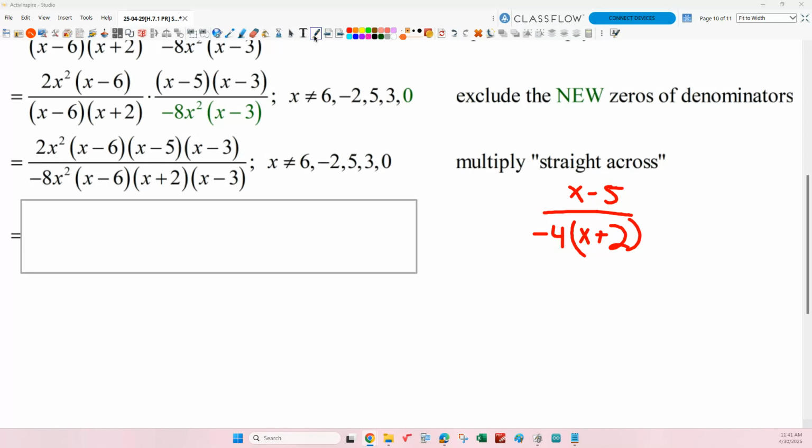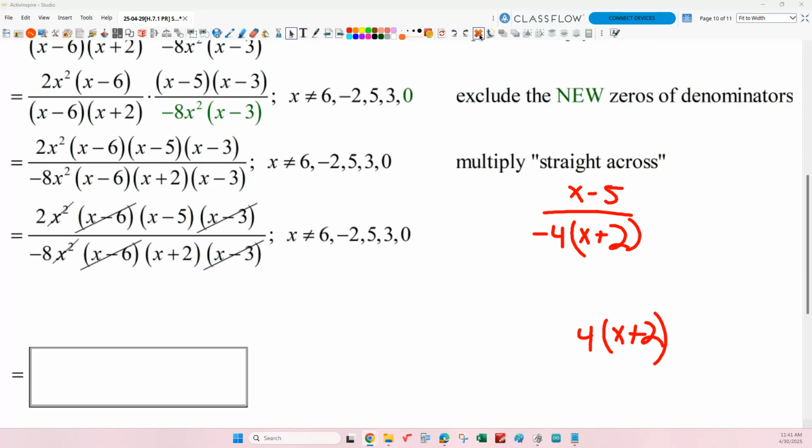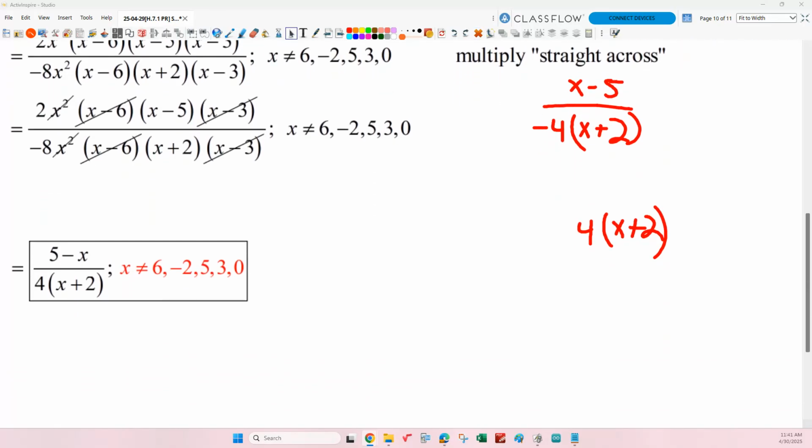What if we wanted the negative out of the denominator? What would we do? Yeah, multiply by -1. So we'd get 4x plus 2. And then what would happen with the top? Yeah, so they'd flip. And we would get 5 minus x over 4 times x plus 2. Feeling okay with that? Because the next one you have to try. So any questions? Okay.